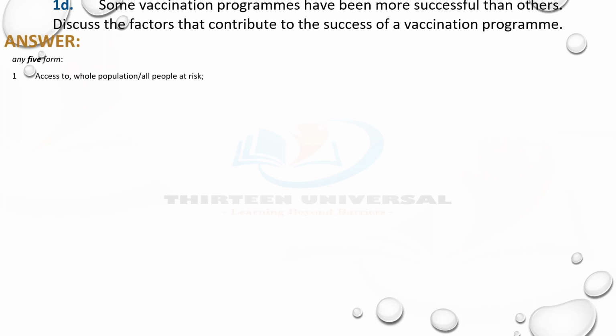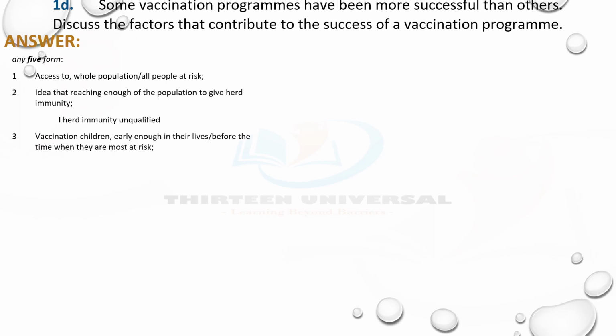As the answer, any 5: access to the whole population, yes, all people at risk. So many people, the whole population, were vaccinated. That could be a reason. Number 2, reaching enough of the population to give herd immunity, right? Herd immunity must be qualified. So a large proportion of people were vaccinated so that others that were not vaccinated were protected, because it reduces transmission.